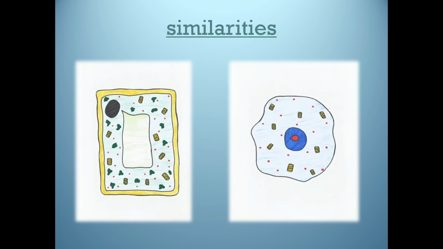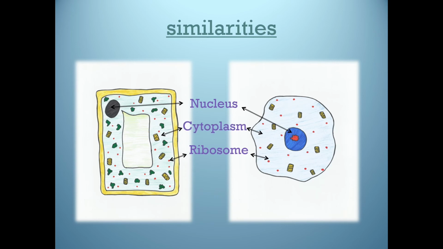Let's first take a look at the similarities. The plant cell and the animal cell both have a nucleus. They both contain ribosomes, and they both have cytoplasm. The plant cell and the animal cell both have mitochondrion. They both have a cell membrane.